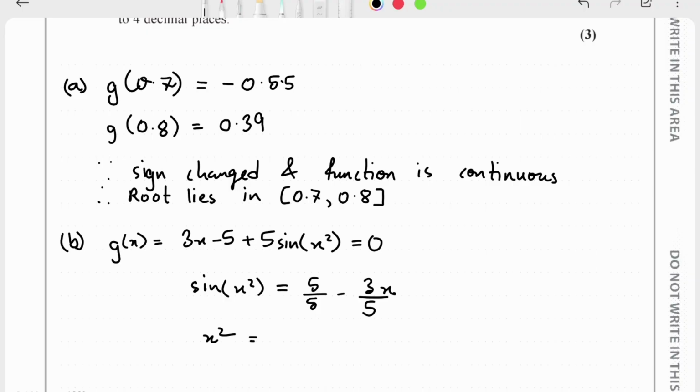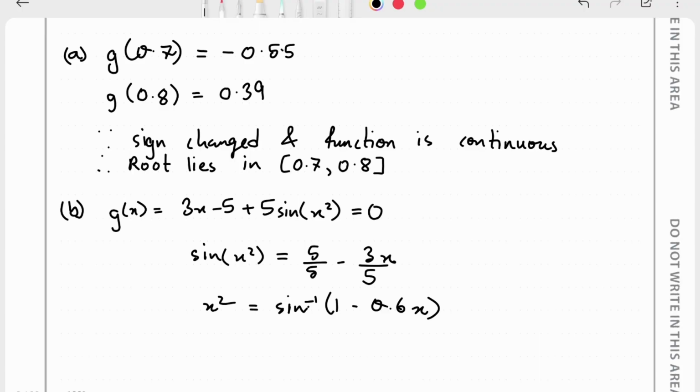So x squared is equal to sine inverse of 1 minus 0.6x. And sine inverse is the same as arc sine. So x is equal to arc sine of 1 minus 0.6x, whole to the power half. Shown.